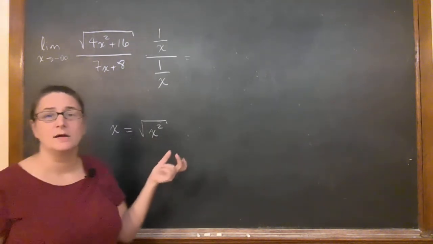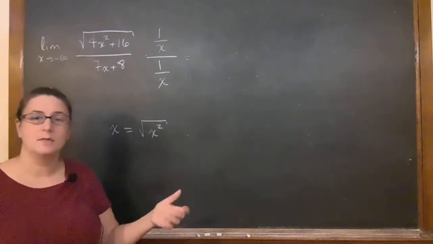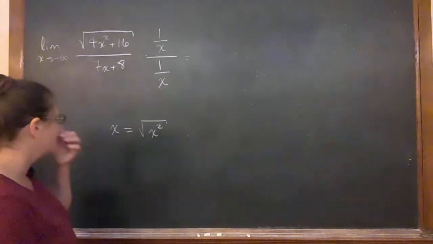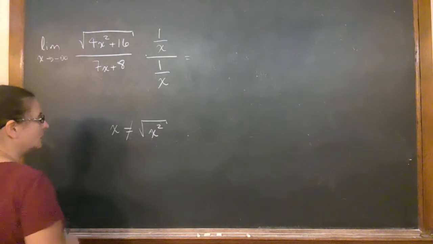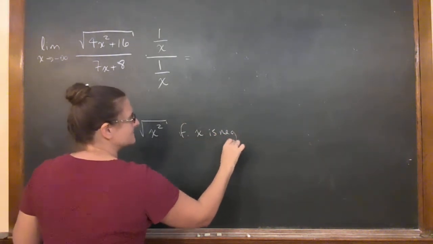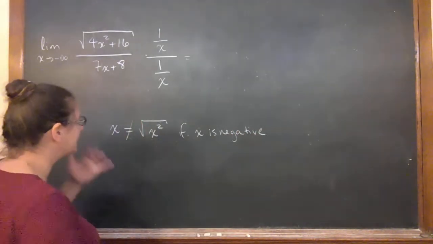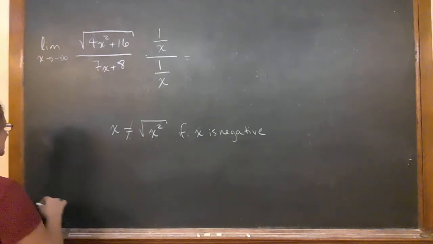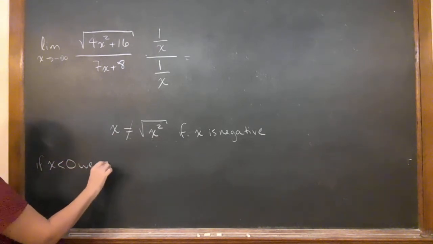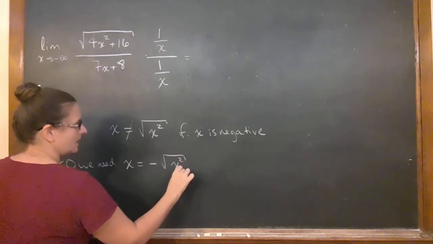Because when we take the square root, we're automatically taking the positive square root of the number. That's how we set up square root so that it's a function. So this is not true if x is negative. That's the kicker here. That's the little trick that will get you the wrong answer because you'll lose your negative. If x is negative, we need x to be the negative square root of x squared.